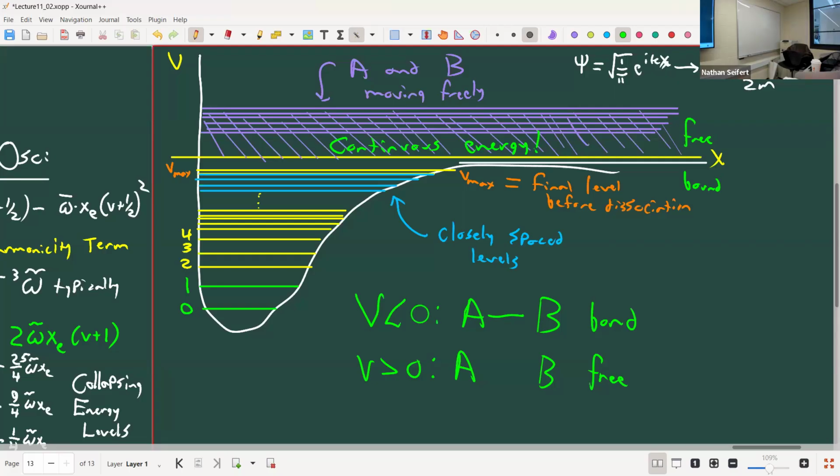And there's also a finite limit to how bound the system can be. There's some Vmax where, if you go to Vmax plus 1, it's now a set of free particles. And there's a set of free particle kinetic energy states above the potential that the system can exist in. These did not exist in the harmonic oscillator, because the harmonic oscillator, if we started here, just goes up to infinity forever.